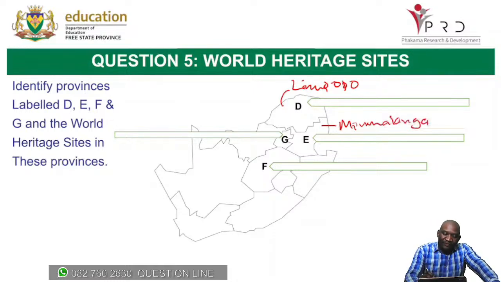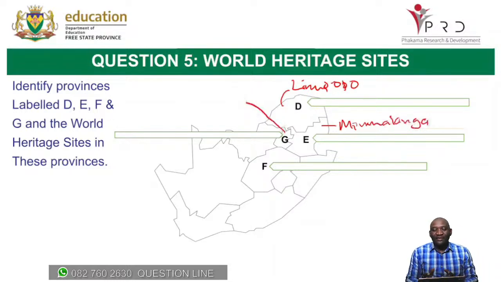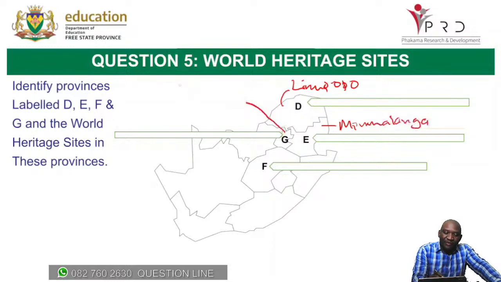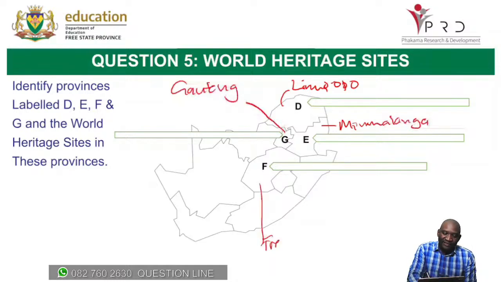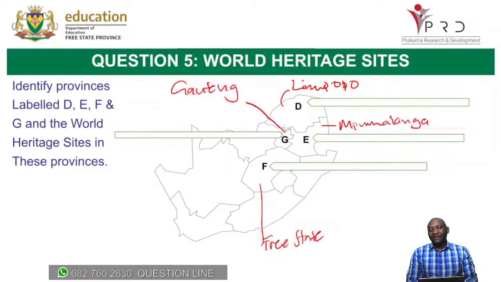Province G, this is the smallest province in the country, and that's the commercial hub of the whole country. That's where most of the money is made, and this is the province of Gauteng. Right, and then F, this is the province which is in the middle of the country, as you can see for yourselves. Therefore, this is the province of Free State. Right, now that we have identified the 4 provinces, let's try now to look at the World Heritage Sites that are actually found in these provinces.